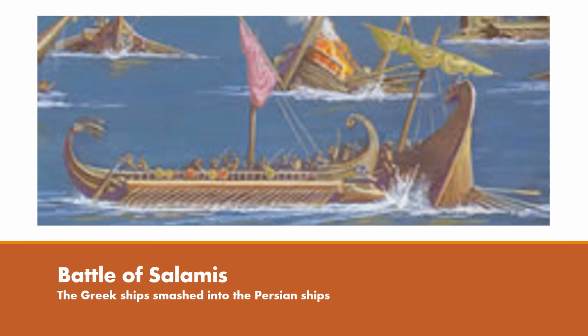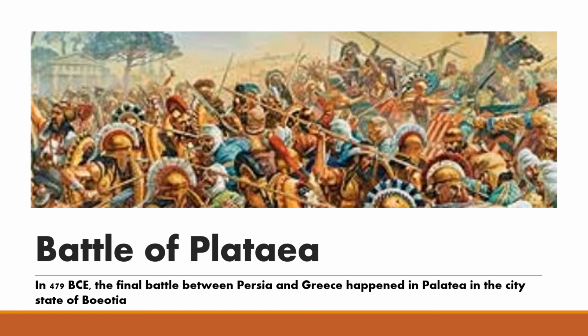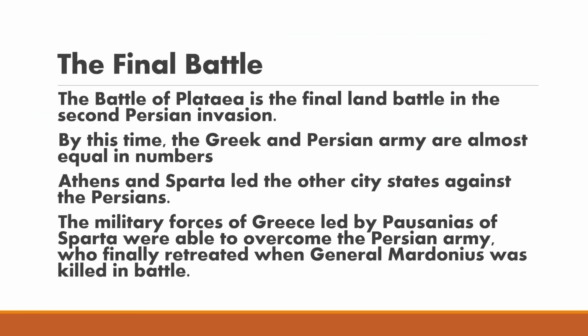This is an artist's rendition of the Battle of Salamis, where the Greek ships smashed into the Persian ships. In 479 BCE, the final battle between Persia and Greece happened in Plataea in the city-state of Boeotia, as depicted in this artist's rendition. The Battle of Plataea is the final land battle in the Second Persian invasion. By this time, the Greek and Persian armies are almost equal in numbers, with other city-states joining Athens and Sparta and increasing their numbers, while the larger Persian army dwindled.